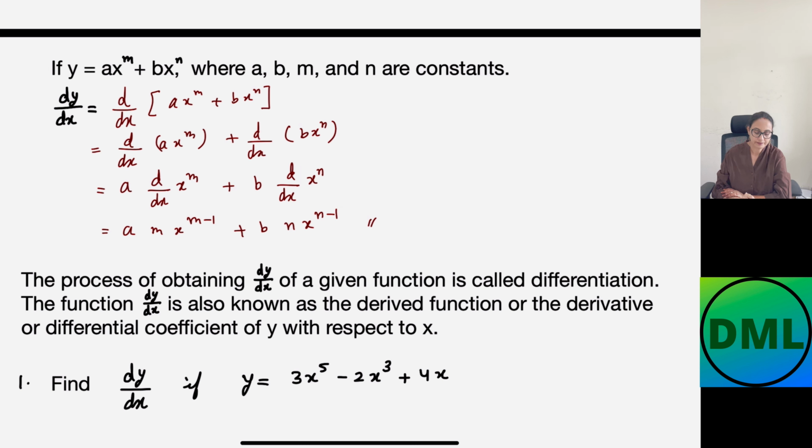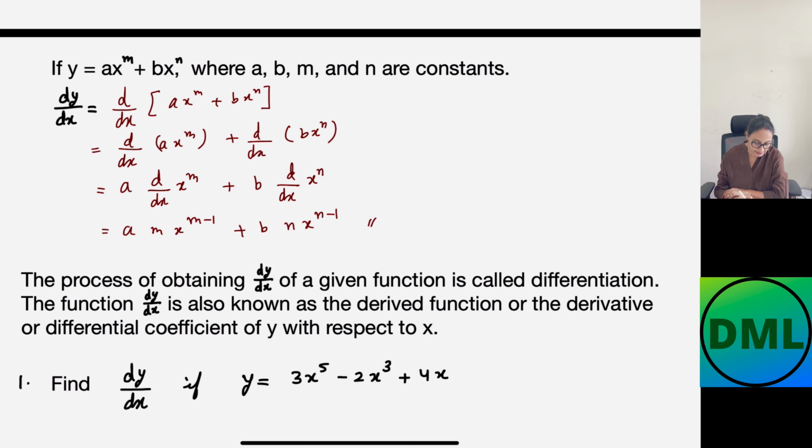The process of obtaining dy by dx of a given function is called differentiation. You differentiated this function and you write down the answer like this. The function dy by dx is also known as the derived function or the derivative or differential coefficient of y with respect to x. Let's see one example here.